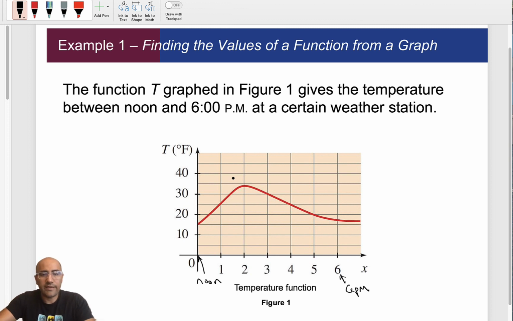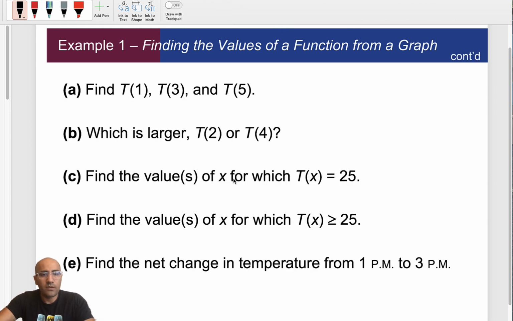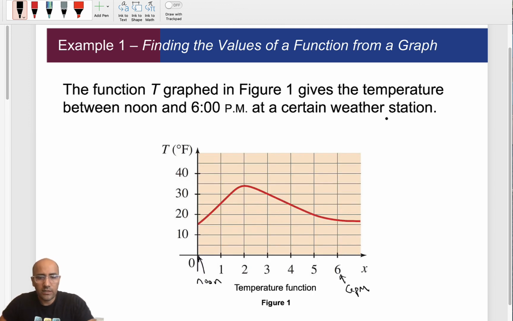So let's find some information from this graph. For example, let's find T of 1, T of 3, and T of 5. So this notation is function notation, right? This is letting us know that I want the temperature when the input value is 1, when x equals 3, and when x equals 5. So all we have to do is read 1, 3, and 5 from here. So when the input is 1, this traces up to this point right there. So it looks like the answer is going to be about 25.